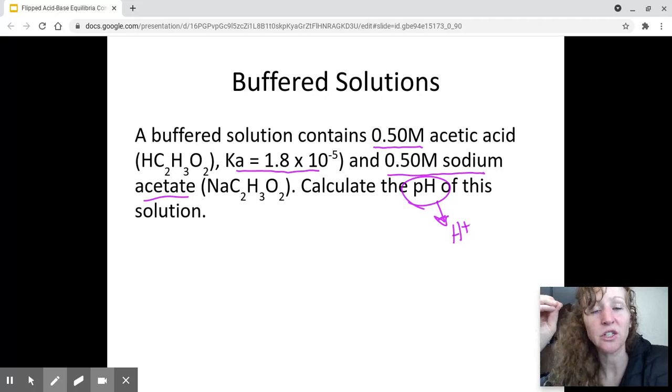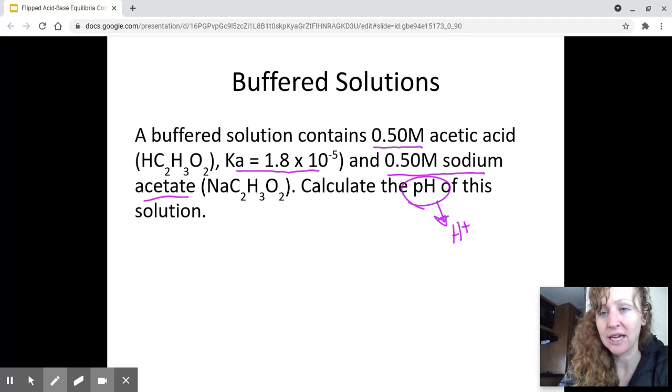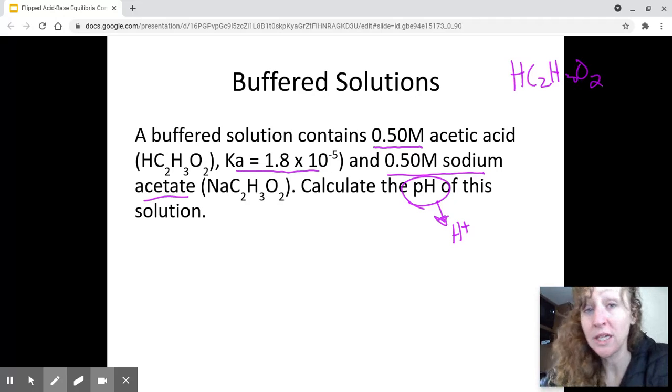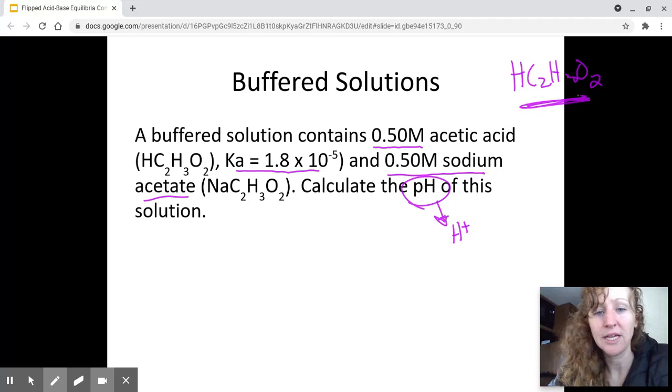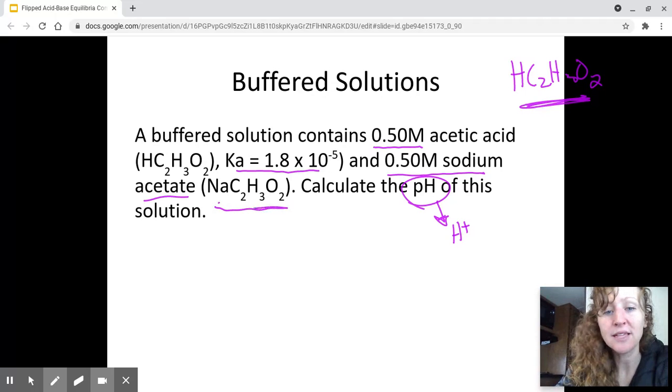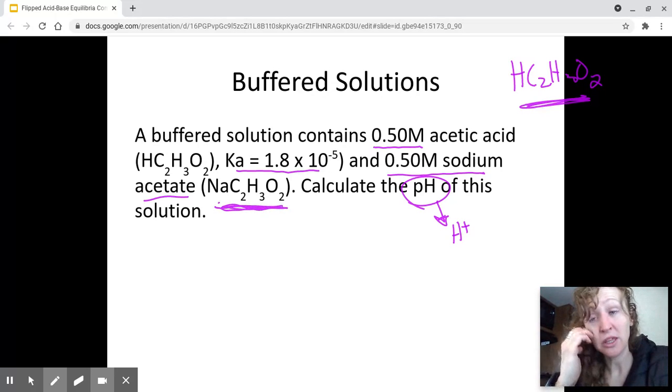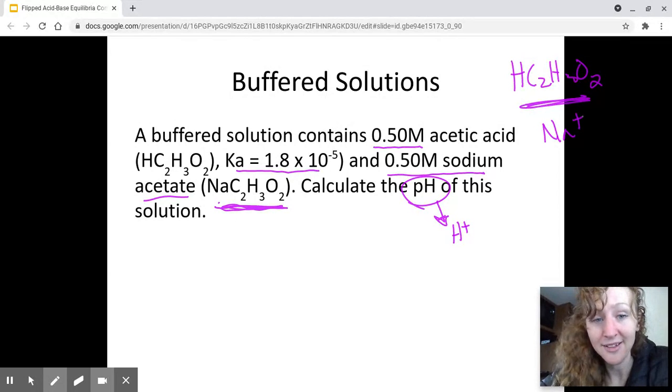What's actually present, right? We have acetic acid, HC2H3O2. Now it's a weak acid, so the thing that's going to be most present will be the actual molecule, not the ions, right? We also have a soluble salt. So the thing that's going to be present will be the ions, not the ionic compound.